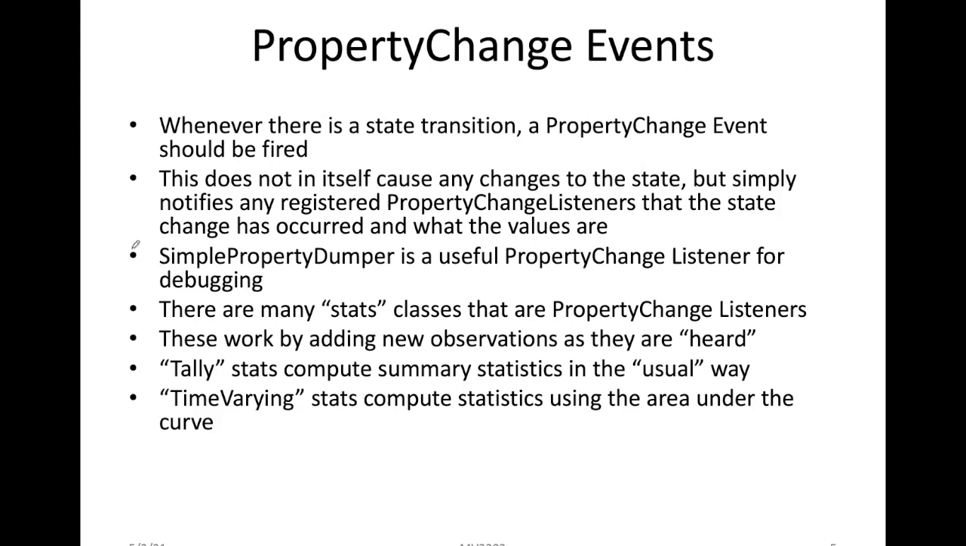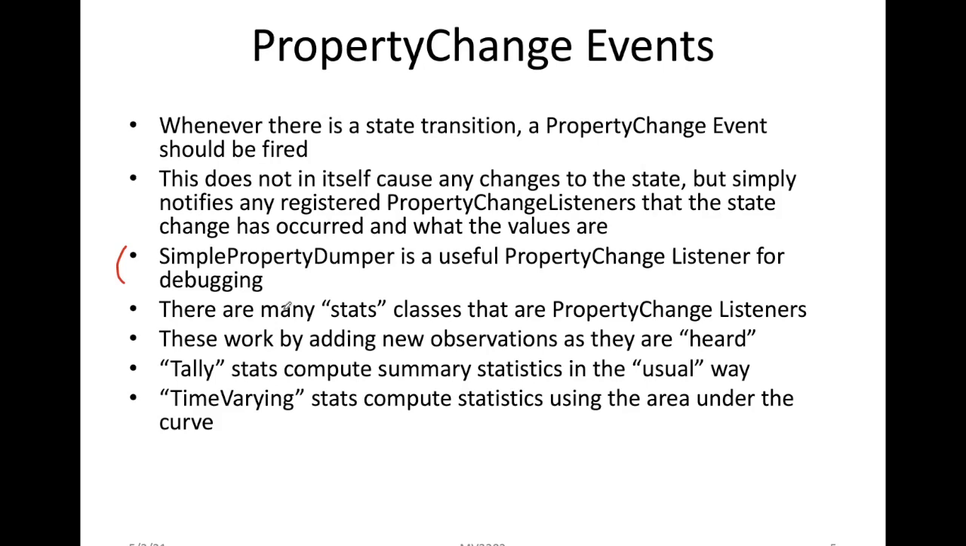So really one of the simplest and actually useful examples of a property change listener is the simple property dumper. And all it does is whenever it hears a property change, including an index property change, it'll just print to the console, basically using a print line. This property changed from this value to that value.